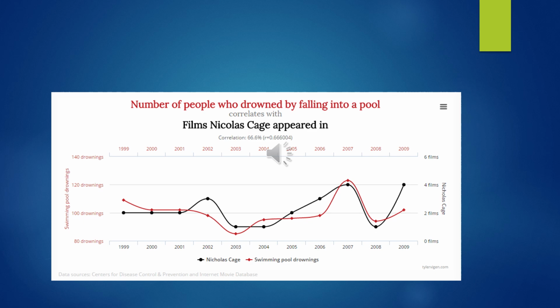For example, the number of people who drown by falling into a swimming pool correlates with films Nicolas Cage appeared in. You can see that the two lines graphed are very, very closely aligned. They're very closely correlated. But we wouldn't want to say that Nicolas Cage films cause people to drown by falling into a swimming pool. The two things are correlated, but there's no plausible causal connection between the two.